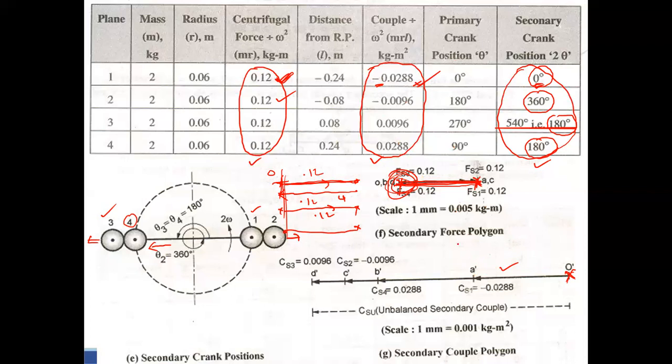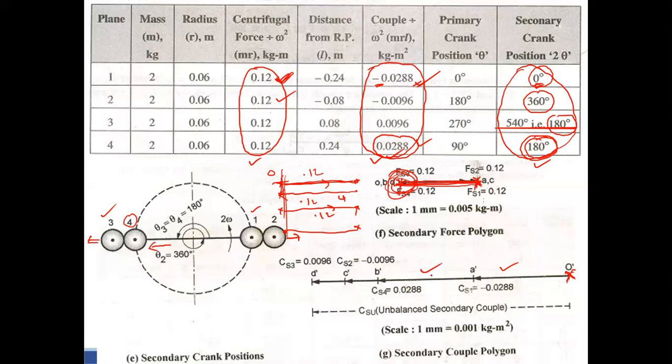Now you take the 4. Any order you can take, no problem. You will get the same answer. But we have followed the same order in the primary force and couple, and the same one we are following here also. Now you take the 4th one. What is the direction? Secondary direction 180 degree. 180 degree means towards left. What is the magnitude?